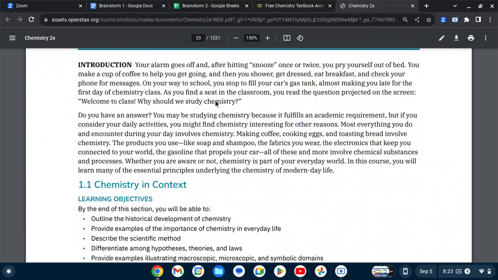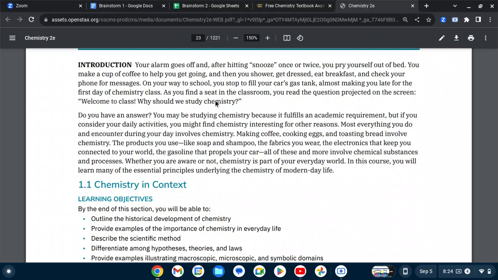Your alarm goes off, and after hitting snooze once or twice, you pry yourself out of bed. You make a cup of coffee to help you get going, and then you shower, get dressed, eat breakfast, and check your phone for messages. On your way to school, you stop to fill your car's gas tank, almost making you late for the first day of chemistry class. As you find a seat in the classroom, you read the question projected on the screen.